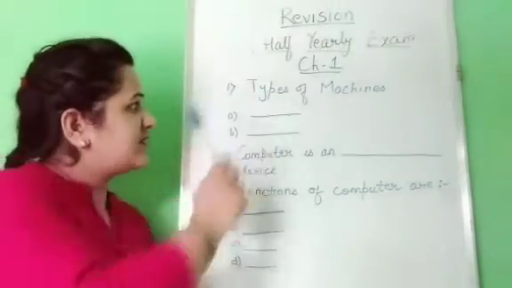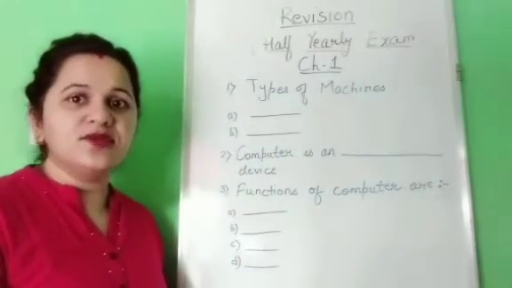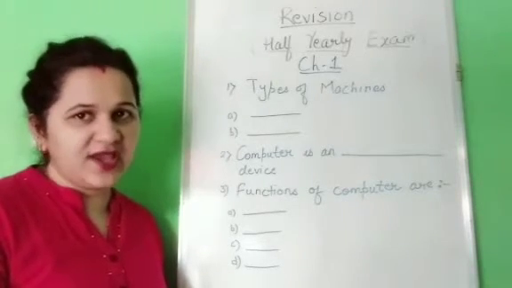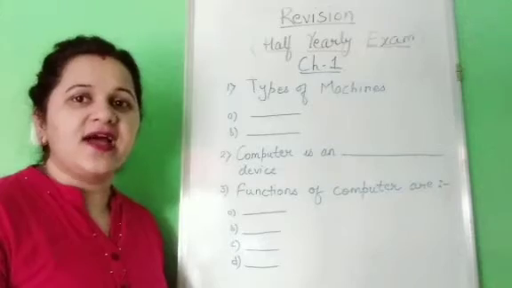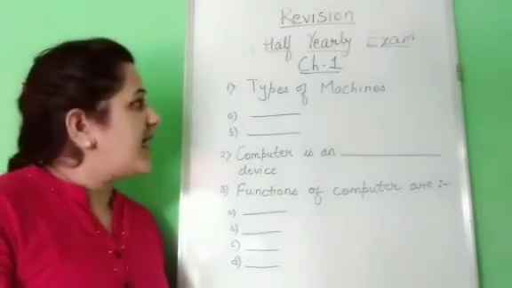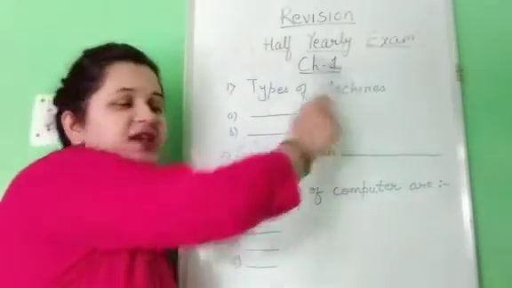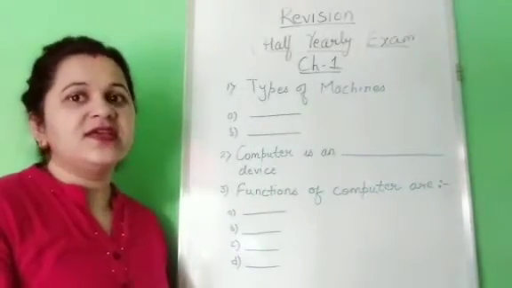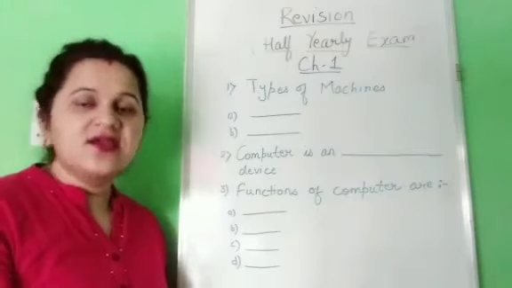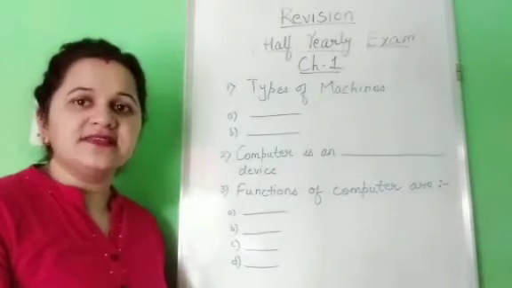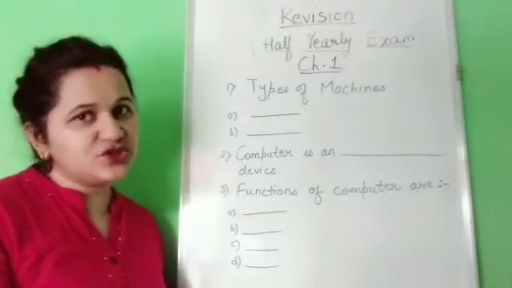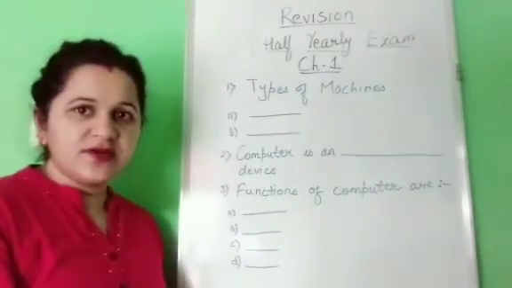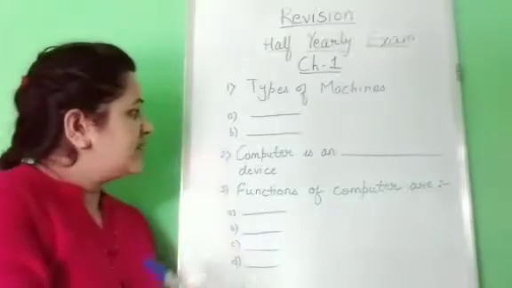So the first one is mechanical machine. Spelling of mechanical, M-E-C-H-A-N-I-C-A-L, mechanical, M-A-C-H-I-N-E-S, machines. And the next one is electronic machine, E-L-E-C, T-R-O, N-I-C, electronic machine. So you have to write down mechanical and electronic machine here. Okay children? Now come to the next question.